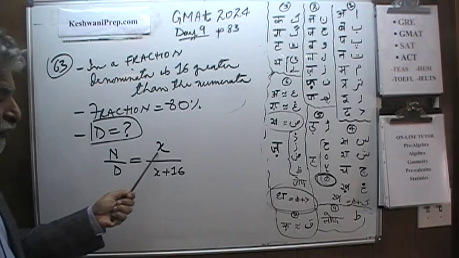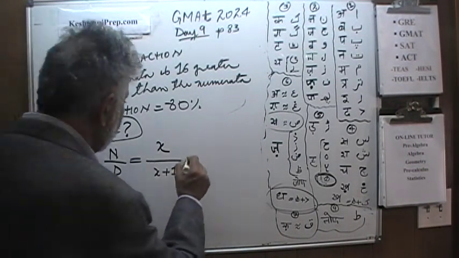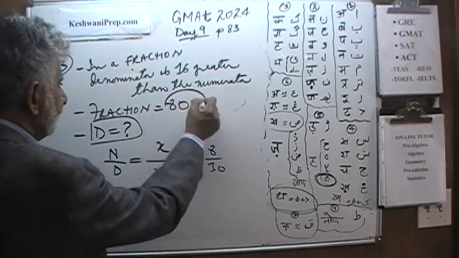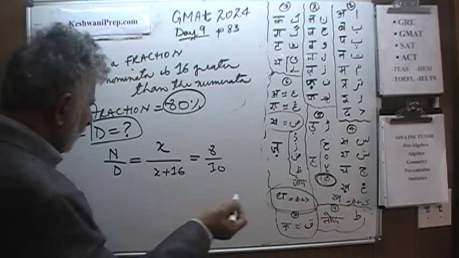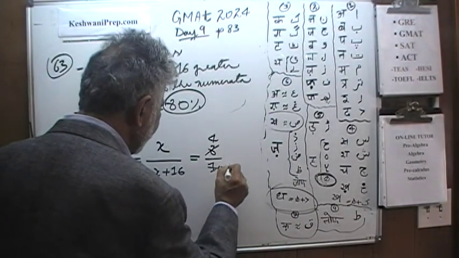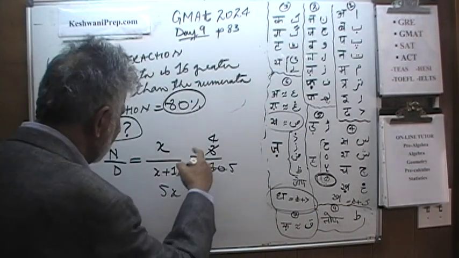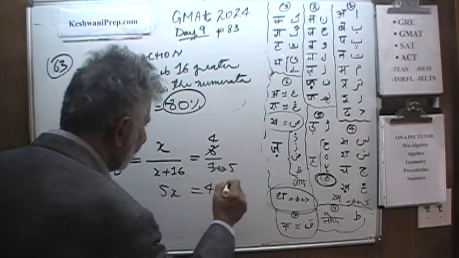So obviously, if you just find the value of x, that's going to be one of the answer choices. Now, this quantity we are told equals 80%. That's all. We just have to simplify it. Before we do anything, let's just convert this into 4/5. So 5 times x has to equal 4 times (x plus 16).